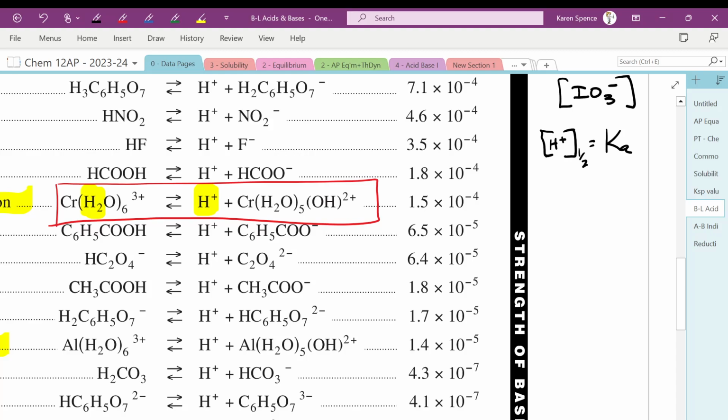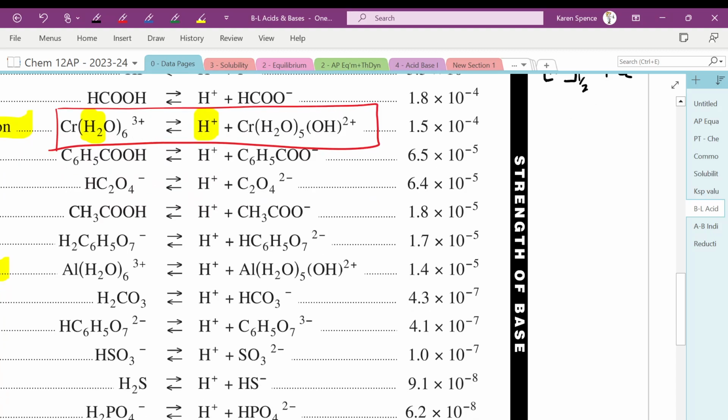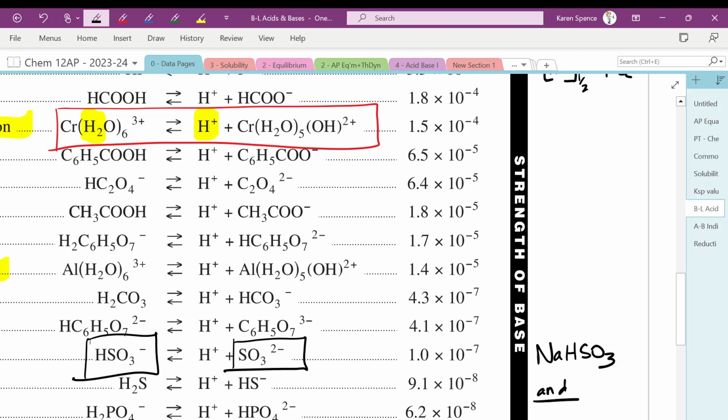Alvin. HSO3 minus is an excellent choice. Now, we would have to combine it with who? We would have to combine it with SO3 2 minus. And so really the compounds we would be using would be NaHSO3 and Na2SO3. Yeah? Okay.